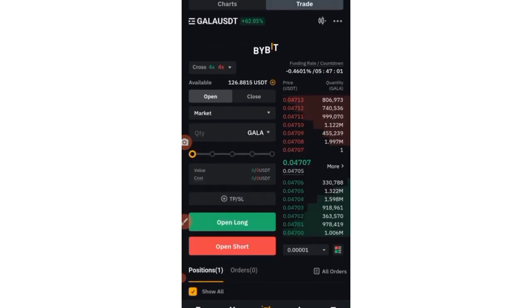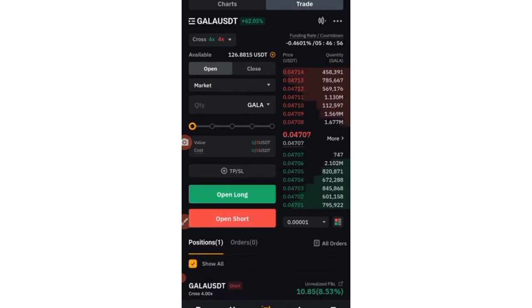Okay, so now this is futures trading on Bybit. Before you can trade there, first of all, you must have a verified account on Bybit. After you have your verified account, if you look at the bottom of your screen, you're going to see the different options: home, market, derivatives, trade, and assets.